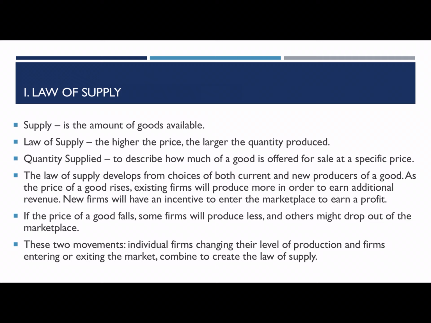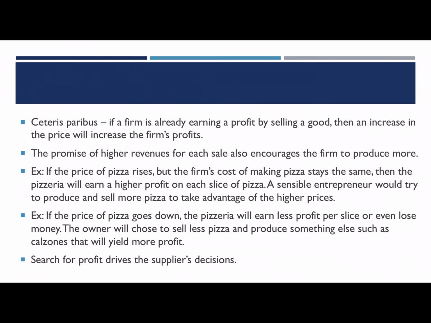If the price of a good falls, some firms will produce less and others might drop out of the marketplace. These two movements, individual firms changing their level of production and firms entering or exiting the market, combine to create the law of supply. Like demand, we have a ceteris paribus assumption with supply as well. If a firm is already earning a profit by selling a good, then an increase in the price will increase the firm's profits. This promise of higher revenues for each sale also encourages the firm to produce more.